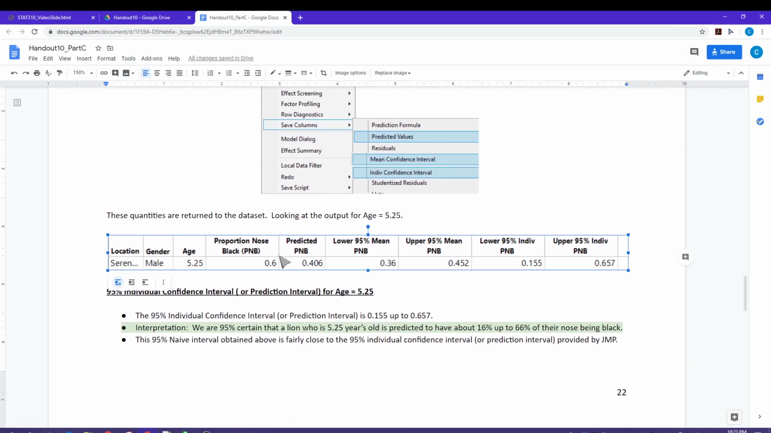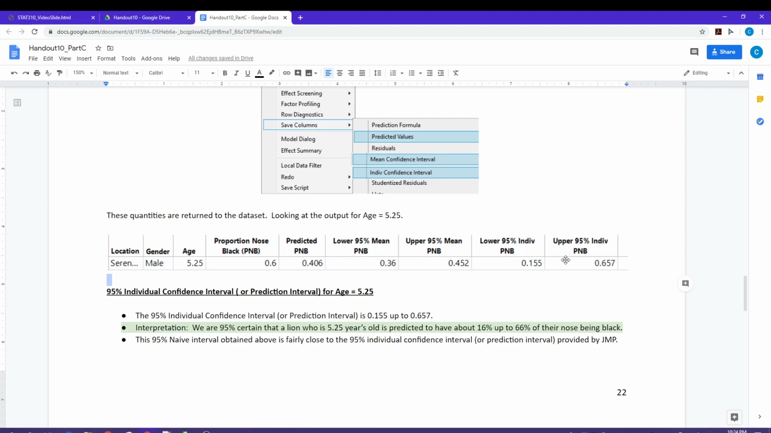And in particular, let's talk about a lion that is at age 5.25. So all I would need to do is find that lion whose age is 5.25. I can get the predicted value here, which was that 0.41. I rounded it, but it's 0.406 in JMP. And then I get two quantities here, two intervals. I get the lower and upper 95% mean, and I get the lower and upper 95% individual.